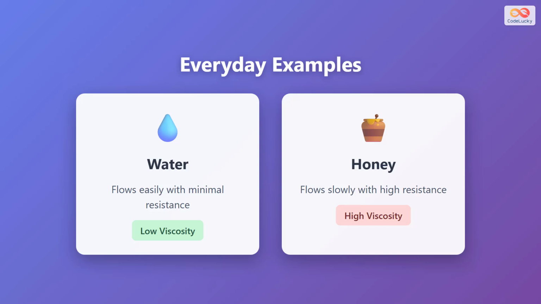Let's look at two common examples that perfectly illustrate viscosity. Water has low viscosity, which means it flows easily with minimal resistance. You can pour water quickly and it spreads rapidly. In contrast, honey has high viscosity, flowing very slowly with high resistance. When you pour honey, it moves in a thick, slow stream. This difference is due to the molecular structure and the strength of intermolecular forces in these fluids. Honey molecules have stronger attractions between them, creating more internal friction.